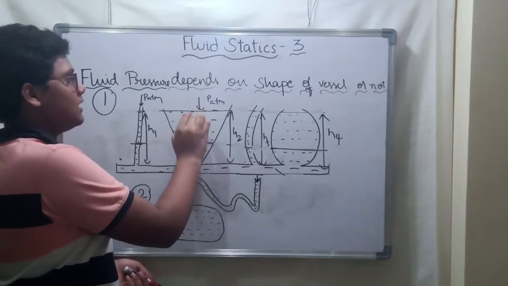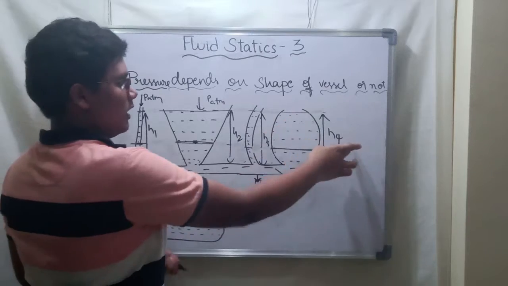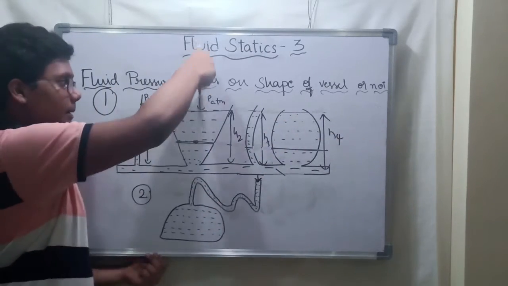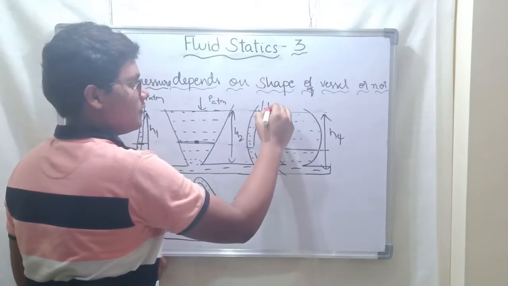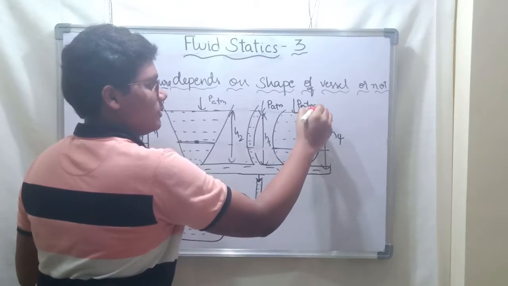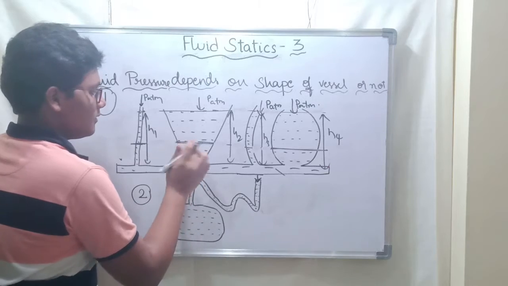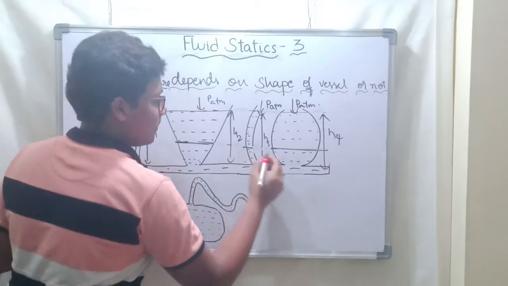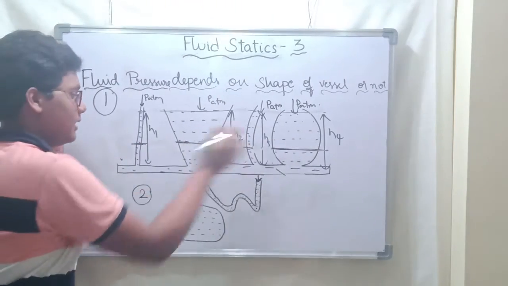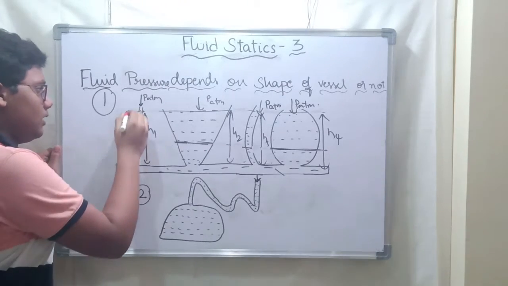If you take these, they are at the same level. H1, H2, H3, H4 are equal, you can take, or they may be different. But PATM is acting on every different shape. This will take the same level, one level. See, this level, these all are at the same level. It means that all are at the same height H.